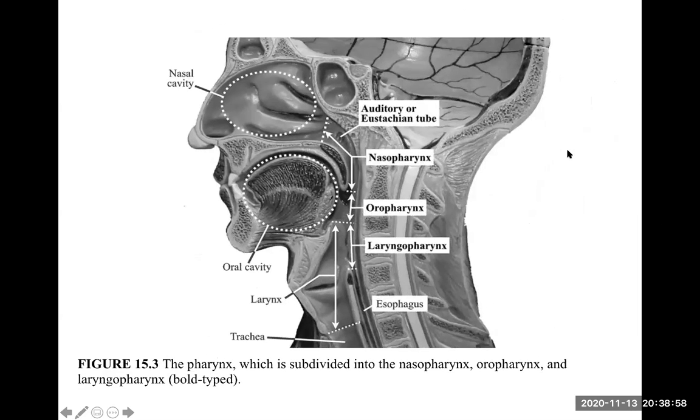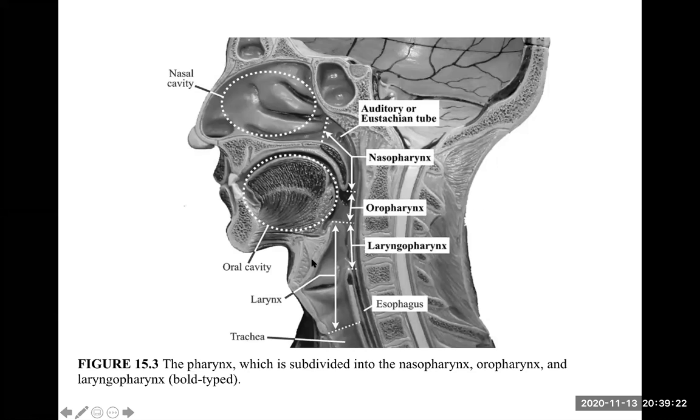Here's a look at the pharynx, and the pharynx is just another word for the throat. The pharynx is divided into the nasopharynx, which is the throat behind the nasal cavity. The oropharynx is the throat behind the oral cavity, and the laryngopharynx is behind the larynx. The auditory or eustachian tube opens in the nasopharynx.